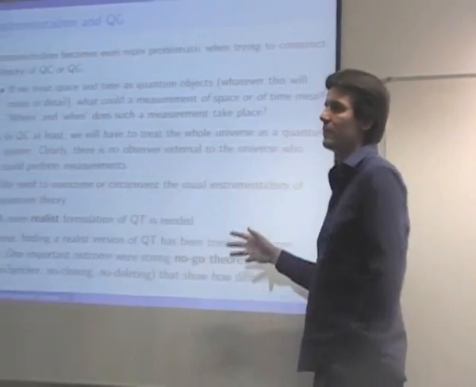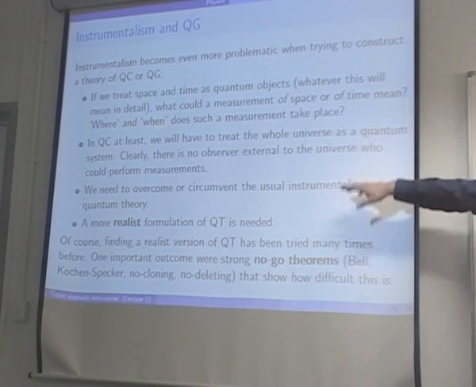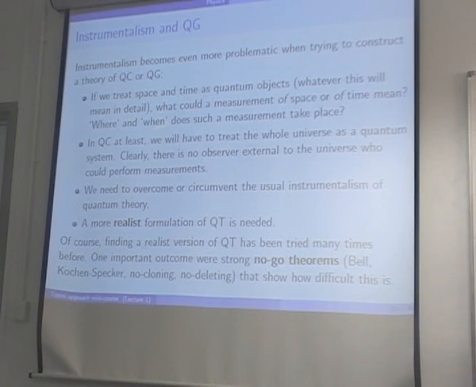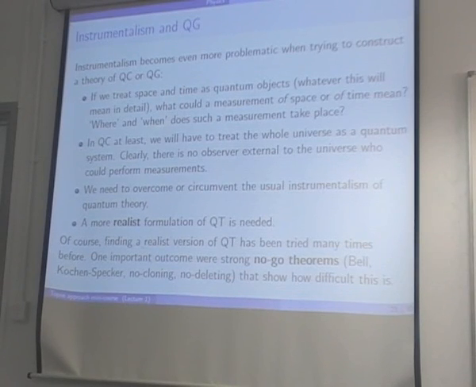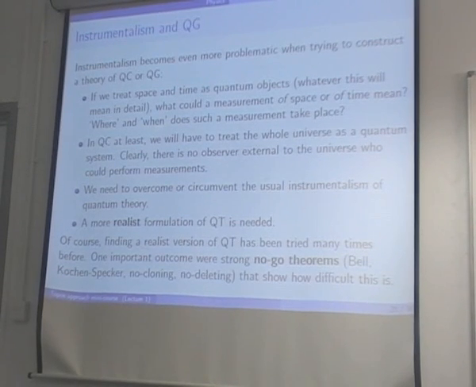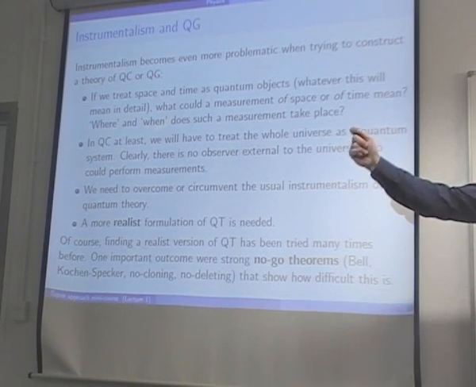I said some of the problems get worse if you want to apply them in situations which have gravity or space-time aspects, and instrumentalism is one of these problems. Here are some things that actually get worse in quantum gravity. If we want to treat space and time as quantum objects, whatever this will mean in detail, because we don't know, what could a measurement of space or of time mean? Or asked differently, where and when would such a measurement take place? The very notion of measurement seems to require a space-time background, which is not there in this kind of theory. In quantum cosmology, at least, we will have to treat the whole universe as a quantum system. Where's the observer? There's no one sitting outside the universe performing measurements on this system.